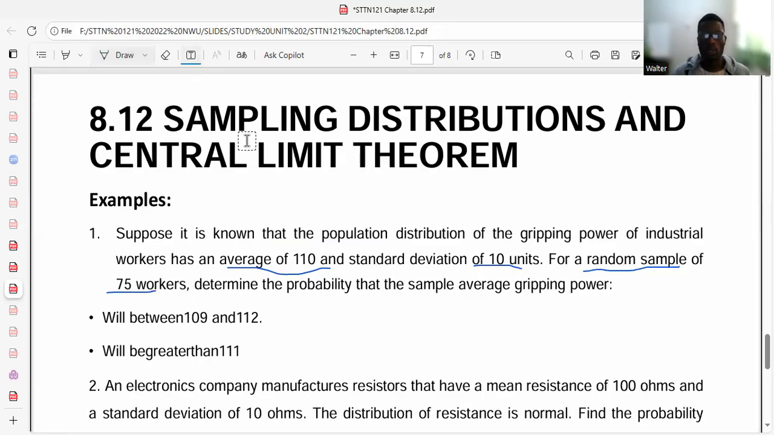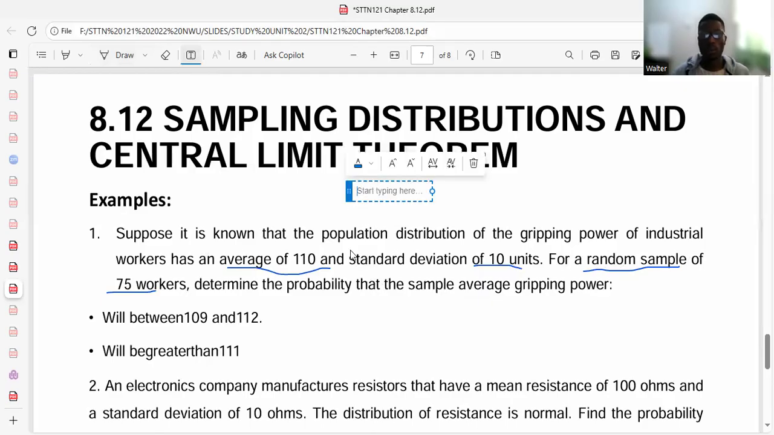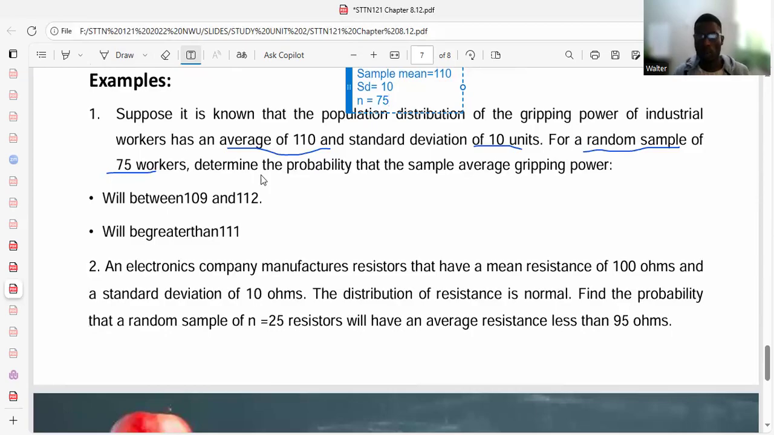Now, let's check. We write down our information to do this. We say the sample mean, which is the average. Remember, the sample mean is the average. Sample mean is equal to 110. SD, I'm just going to write SD, standard deviation, is equal to 10. What about N is equal to 75? So it's going to be easy for me to calculate the probability that they want.